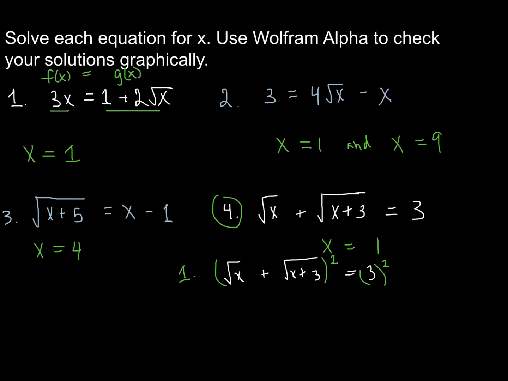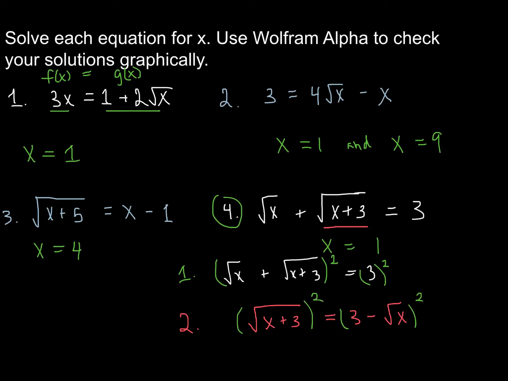Another way that you can do it, the second method, is to actually get the square roots on either side of each other. In other words, isolate the most complex square root. So the most complex one is the square root of x plus 3. So what I'll do is isolate the square root of x plus 3 by subtracting the square root of x on both sides. So on the right side, I'll have 3 minus the square root of x. And at this point, then I will square both sides.